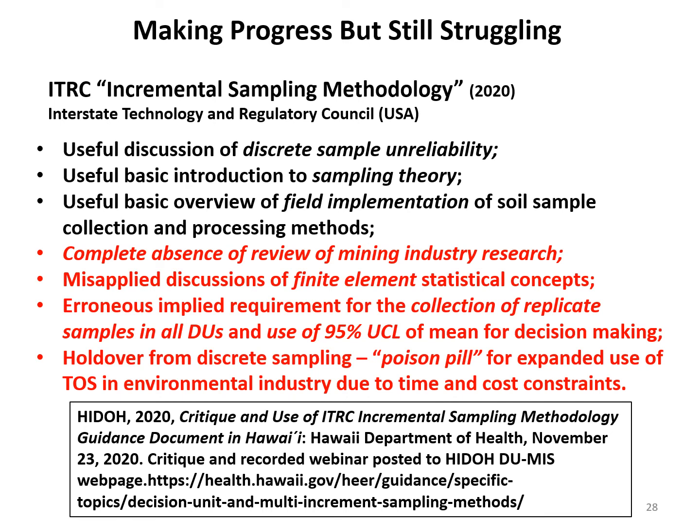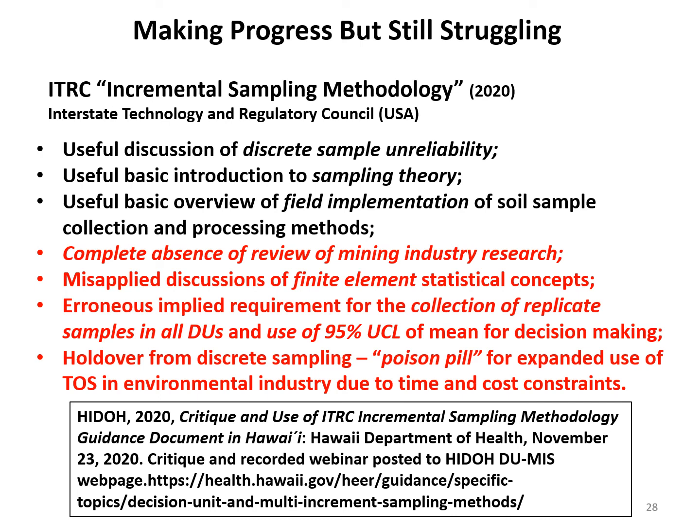So we point this out in a critique we did of the ITRC document published in 2020. There's also a recorded webinar. You don't need to collect replicate samples in every decision unit. You only do it in 10% of the decision units just to check your precision. You definitely don't need to collect 95% UCLs. Some risk assessors who understand multi-increment sampling and theory of sampling do this. They actually want to calculate a 95% UCL for their multi-increment samples.